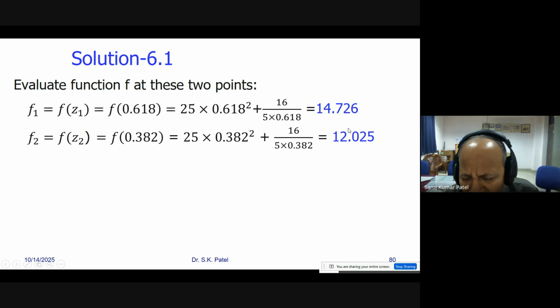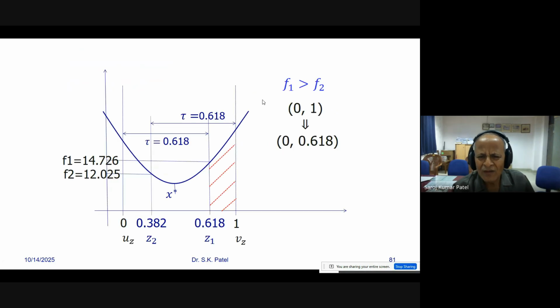Now let us apply the principle of region elimination. Of these two function values, we start with the lower value, that is 12.025, and proceed toward 14.726. This 12.025 occurs at the 0.382 value of z, and 14.726 occurs at z value 0.618. This is your z1 and 0.382 is z2. These two are intermediate points in the interval 0 to 1.